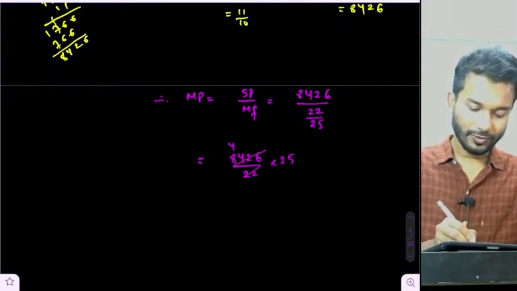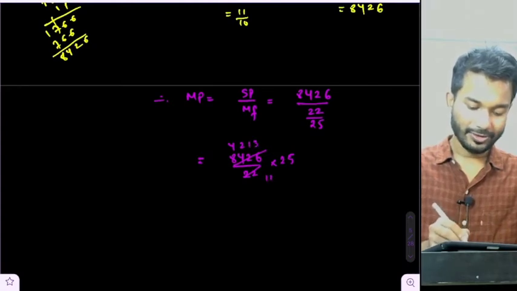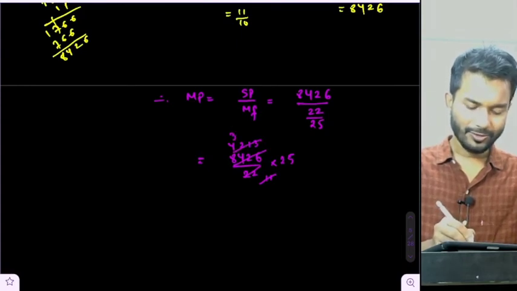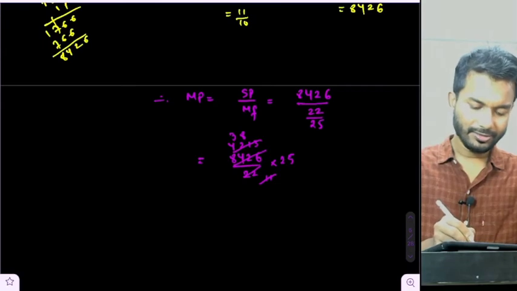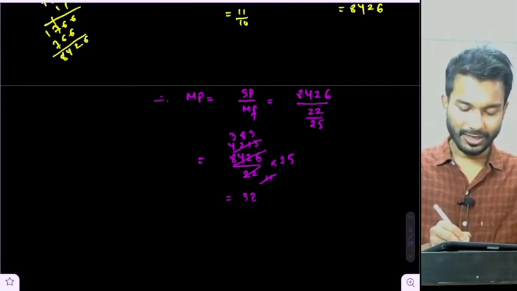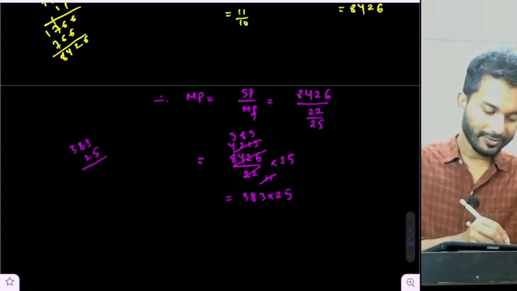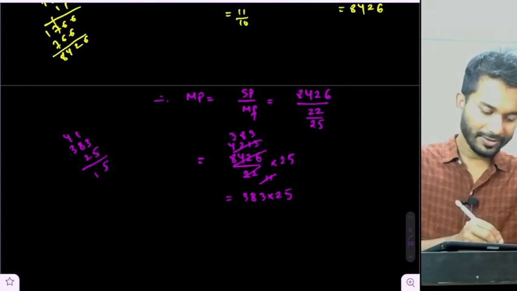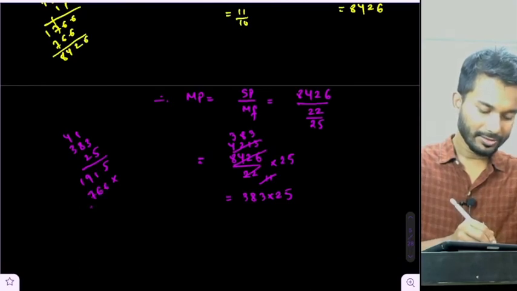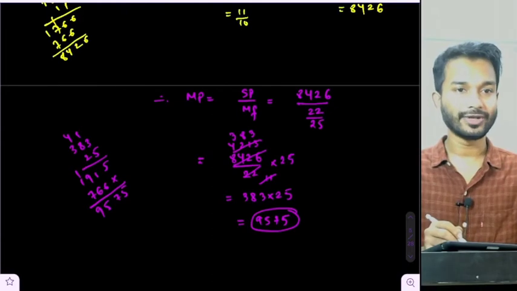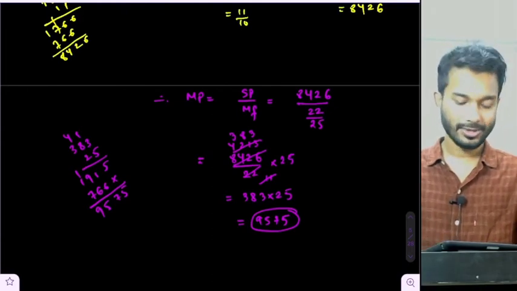First of all, 4213 we will get by 11. So it is divisible by 11 also. 11 3 is 33, 11 8 is 88, 11 3 is 33. So what are we getting? 383 into 25, multiply it. 383 into 25, we are getting 9575. So the mark price is how much? 9575 rupees. I hope you have understood the problem. You can note it down.